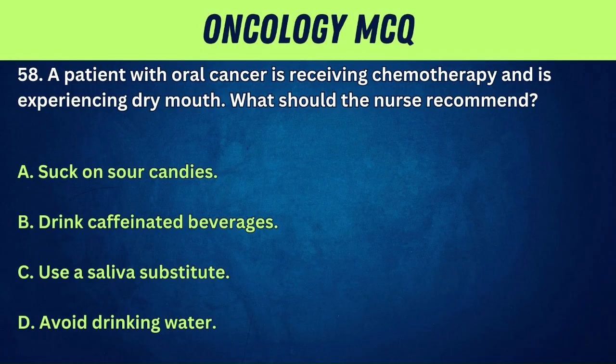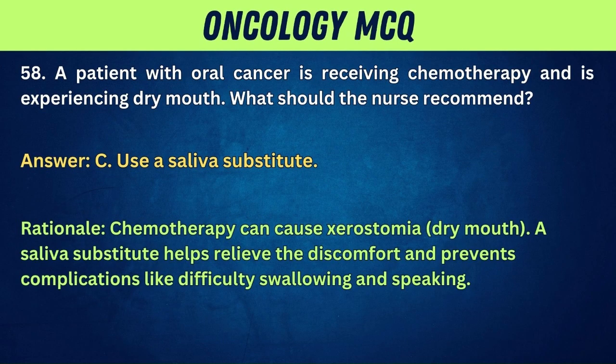58. A patient with oral cancer is receiving chemotherapy and is experiencing dry mouth. What should the nurse recommend? A. Suck on sour candies. B. Drink caffeinated beverages. C. Use a saliva substitute. D. Avoid drinking water.